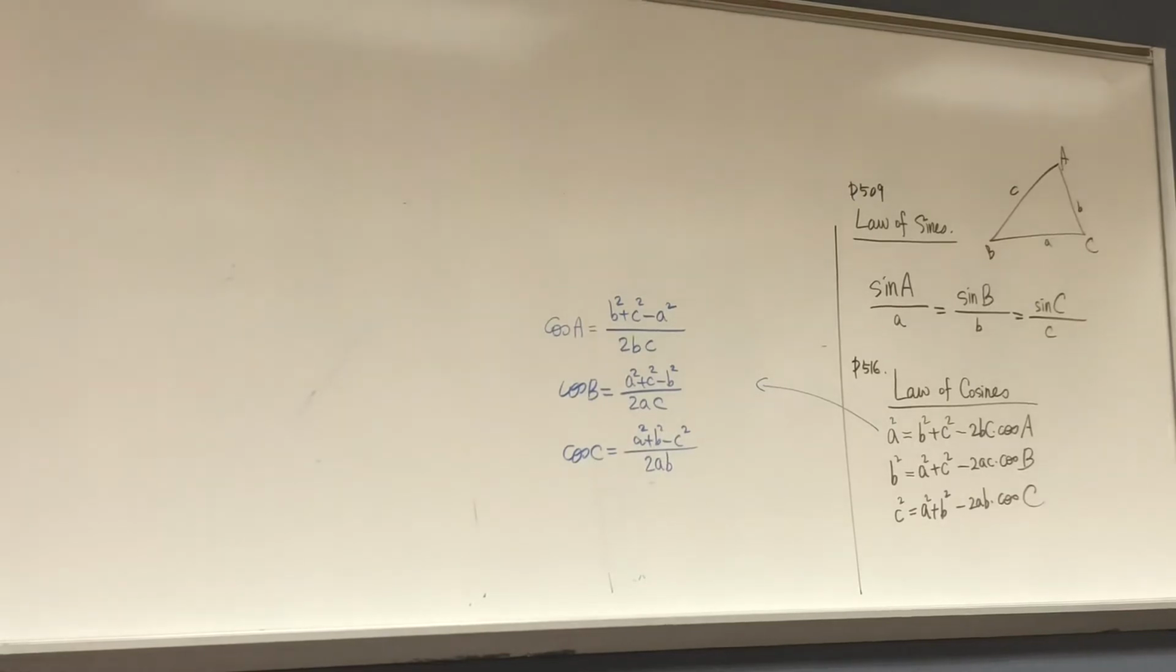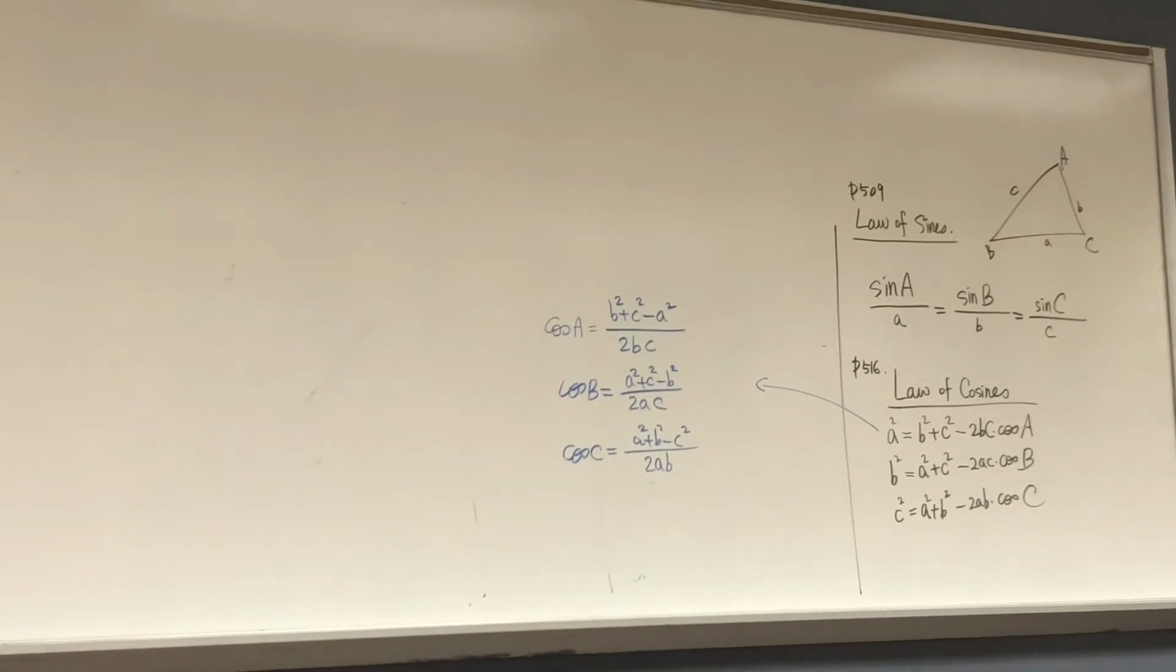So here, what we want to know about is cosine, let's say A, and then the other two. So it is 2 times 8 times 12 on the bottom, and on top, 8 squared plus 12 squared minus 5 squared. Yes. Similarly.